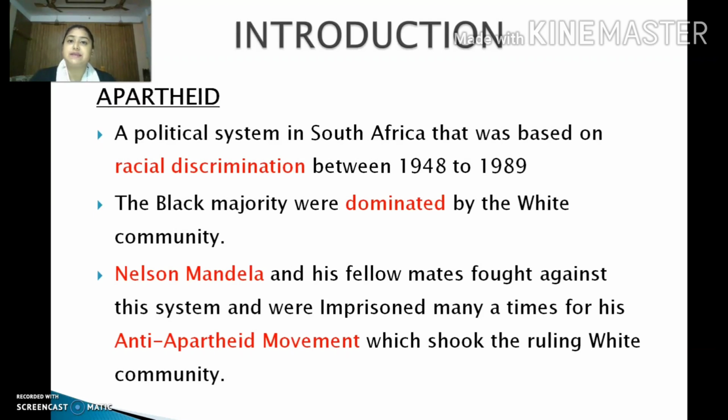So in order to stop this apartheid system, Nelson Mandela and his fellow mates fought against it. And in his fight against this apartheid system, Nelson Mandela was also imprisoned many a time. Okay, and Nelson Mandela basically tried to move against the apartheid by introducing an anti-apartheid movement. And because of his anti-apartheid movement, the entire white community was shaken at a very high intensity because nobody except for Nelson Mandela had the courage to actually stand up and speak against the ruling whites.